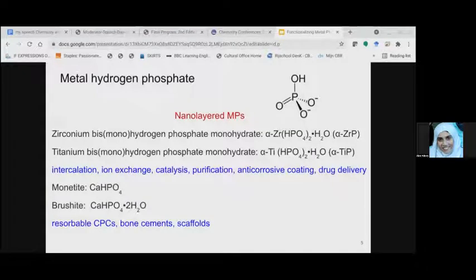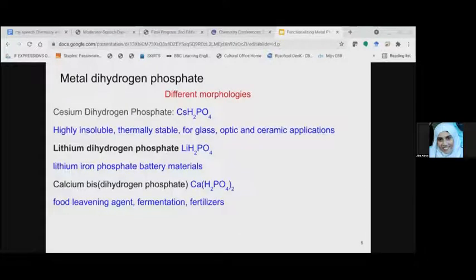With the metal hydrogen phosphate with 1 plugged site of the phosphate group, these structures are mainly nanolayered in their morphology and therefore have established applications based on their intercalation capacity and ion exchange properties. With metal dihydrogen phosphate, the literature reported random morphologies for this group of compounds, and thus high insolubility with applications in battery materials and other industrial applications.